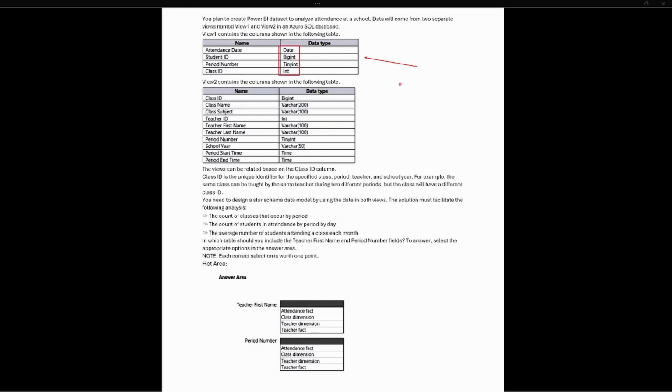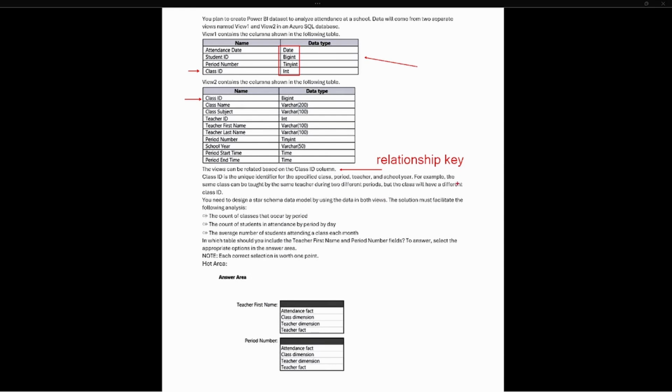View 2 contains columns shown in the following table. We have class ID. Right off the bat, we see that these two are going to be related through that same column, class ID. Class name, class subject, teacher, first name, last name, period number, school year, and a period start time and end time. And so it says the views can be related based on the class ID column, which we already identified. So that's our key column or our relationship column here. So that's our relationship key that we're going to relate the two tables together.